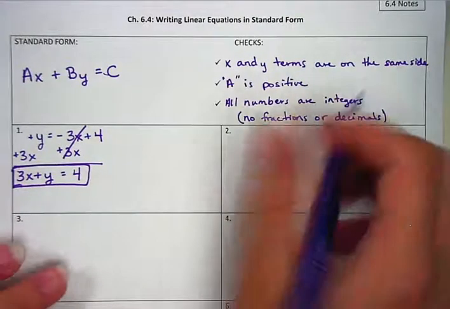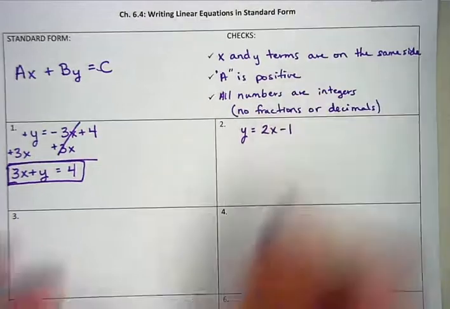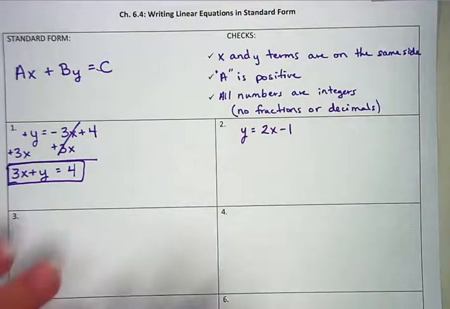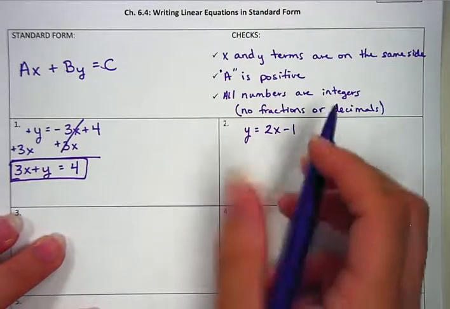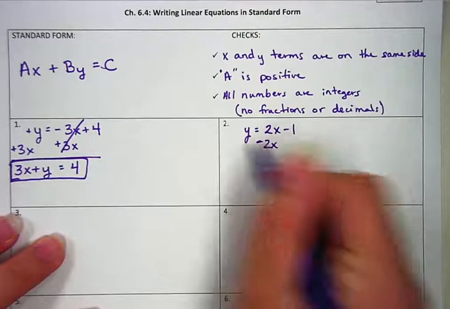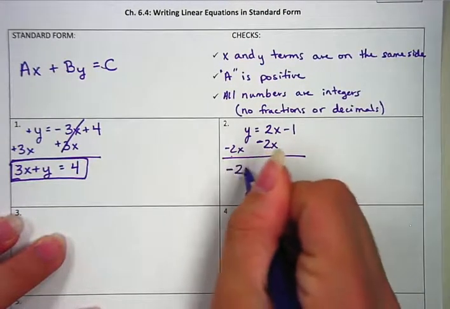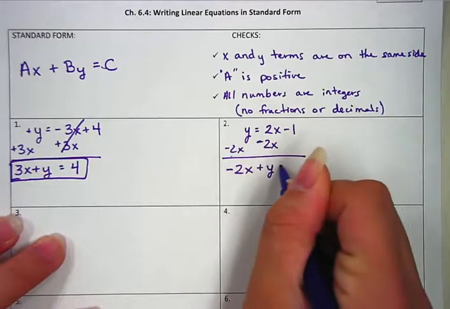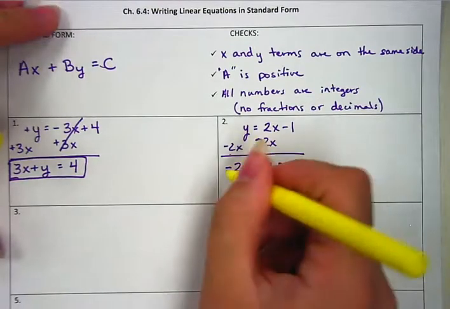All right, let's look at number 2. Y equals 2x minus 1. Again, this is currently in slope-intercept form, so we are going to subtract the x term over. So that's negative 2x plus y equals -1. And yes, it does matter, x needs to come before y. That's the form. So the problem with this one is that there's this negative in front of the 2x.